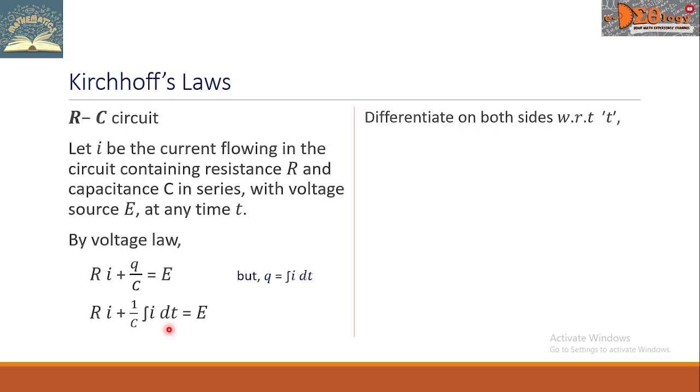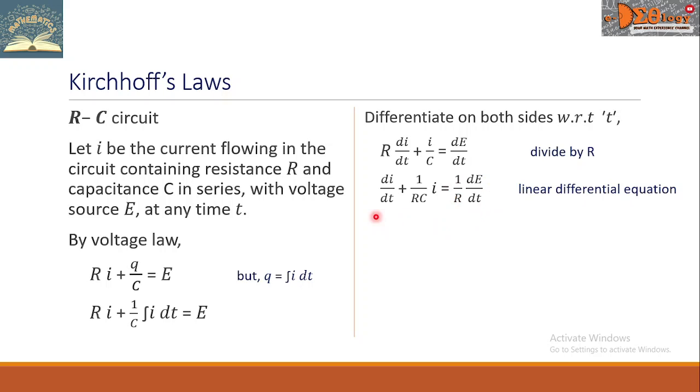Let us differentiate both sides with respect to t. So it becomes like this, R times di over dt plus I over C is equal to dE over dt. In here, let us divide by R. So the new equation becomes di over dt plus 1 over RC multiplied by I is equal to 1 over R times dE over dt.